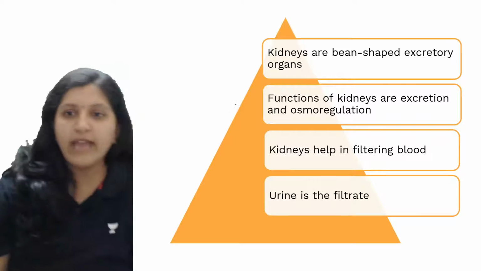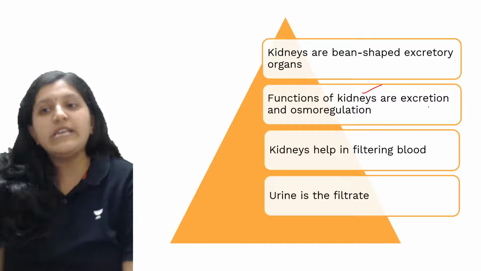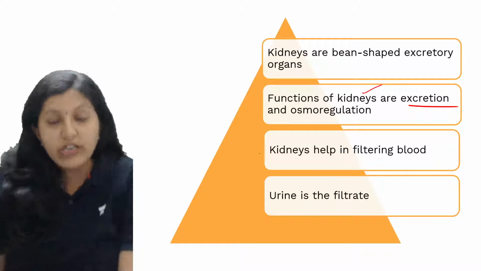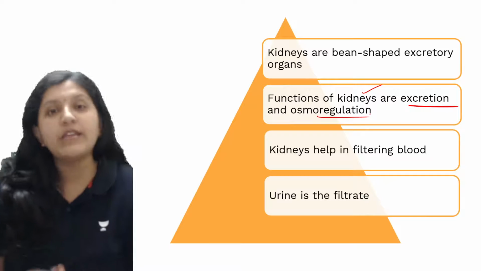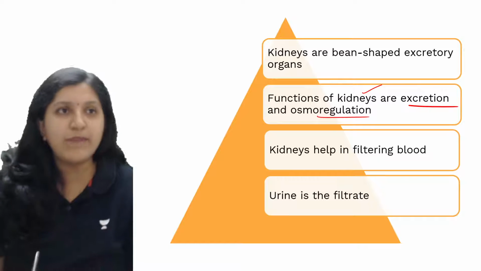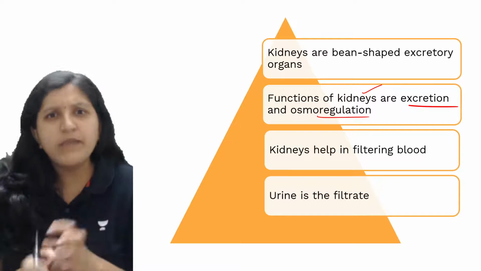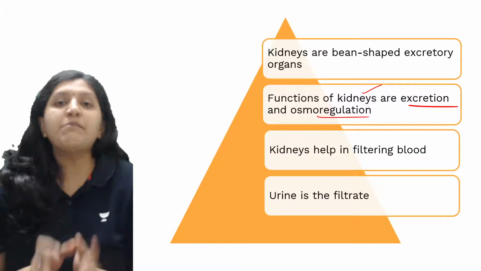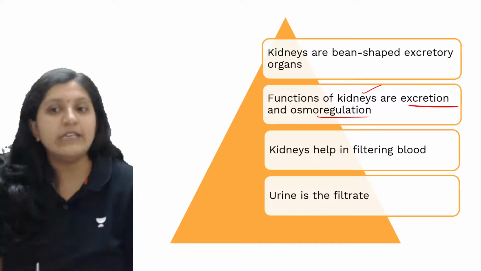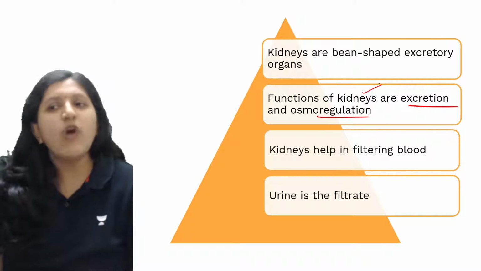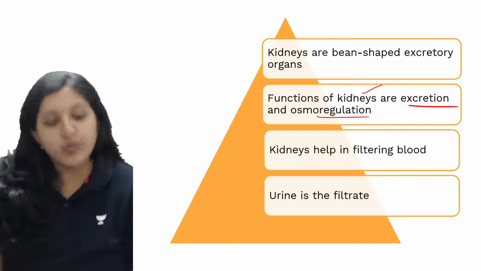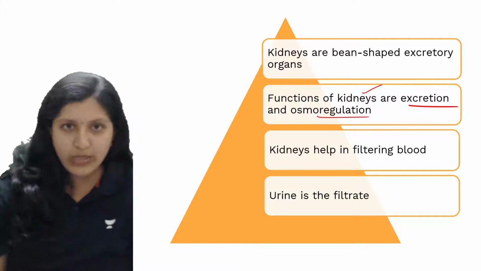Let's have a look at them. The functions of kidneys are basically excretion and osmoregulation, that is maintaining a particular osmotic balance, let's say water level and mineral level. All that maintenance is mainly done by the kidney, depending on different proteins again. But anyway, osmoregulation and excretion are the two main functions of the kidney.